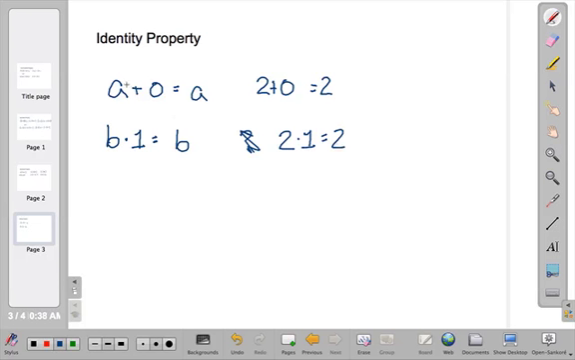So that's the identity property. For addition, it's adding 0, and for multiplying, it's times 1. But it means that we can do that. We can either multiply times 1 or add 0, and we don't change the value of our number.